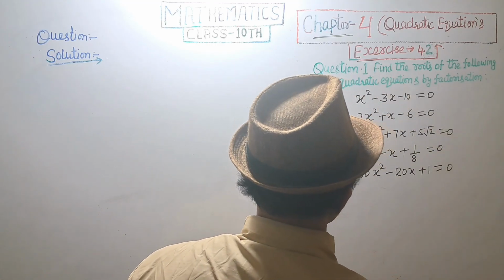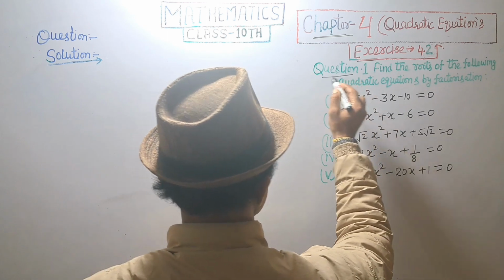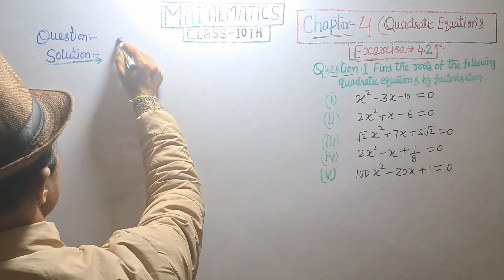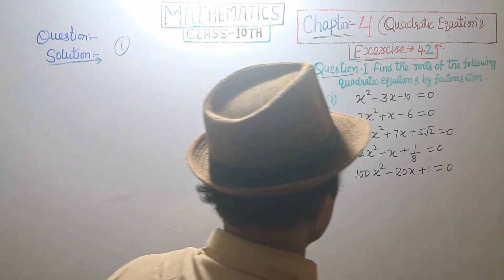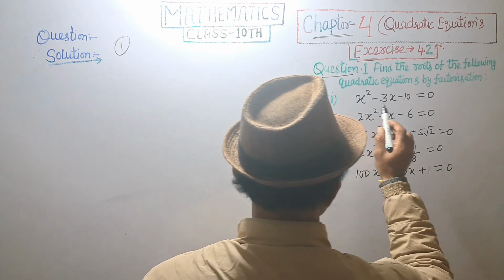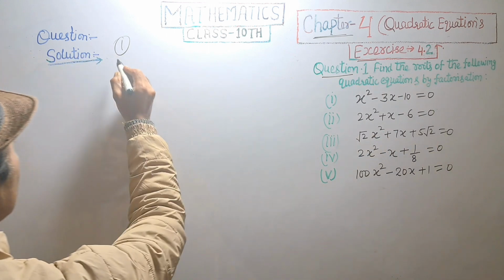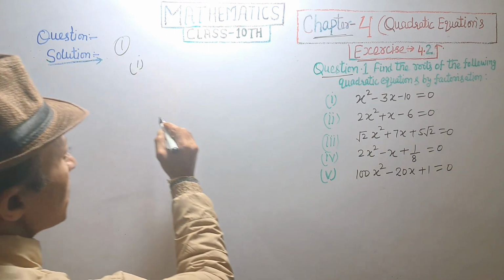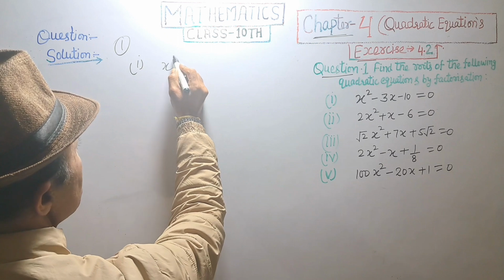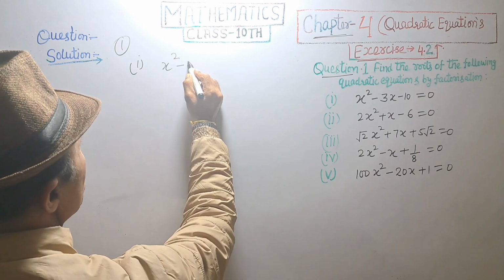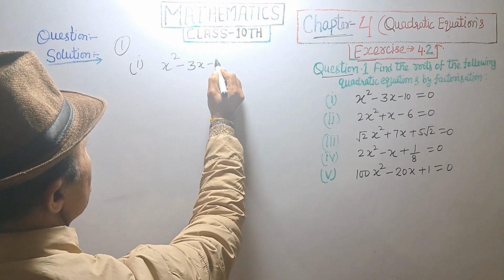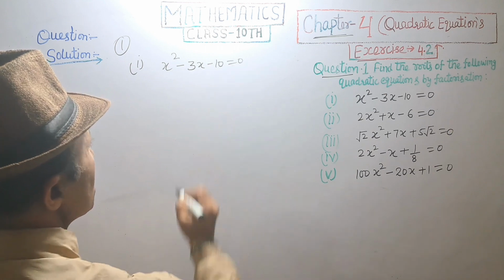Exercise 4.2, question number 1. Find the roots of the following quadratic equations by factorization. First part, x raised to power 2 minus 3x minus 10 is equal to 0.